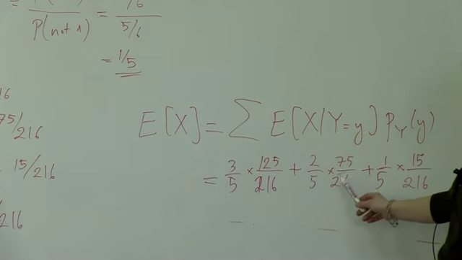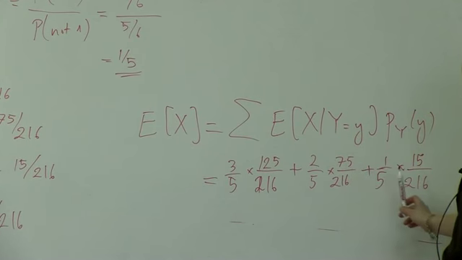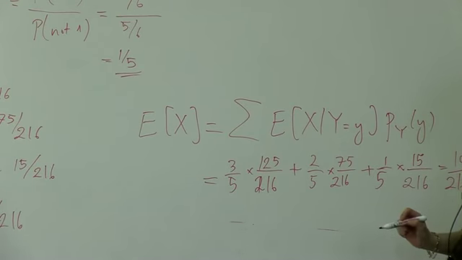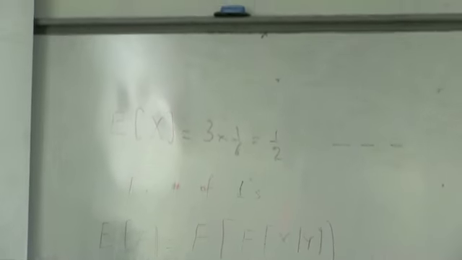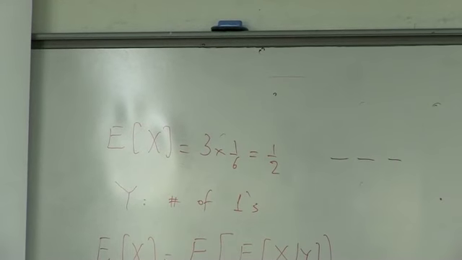Okay, so what is this? 75 plus 30, 105, plus 3, 108. 108 over 216, which is, surprise, 1/2. This is not a surprise, of course. This is an obvious result that we were expecting to get.